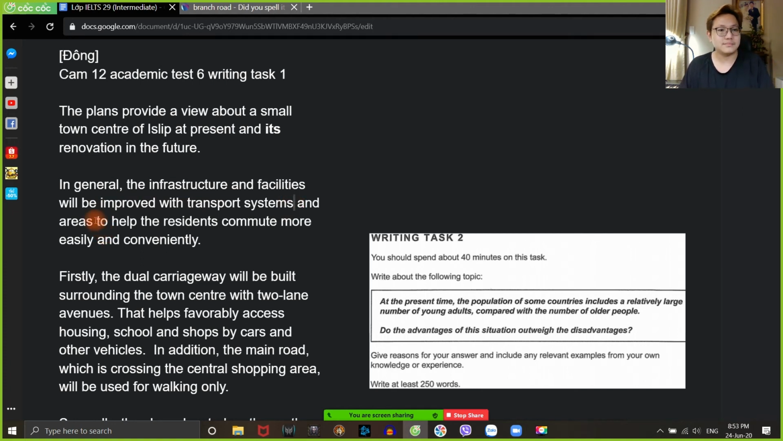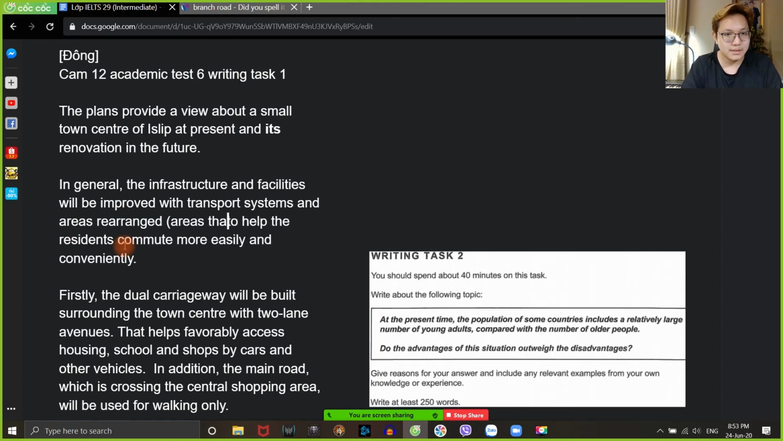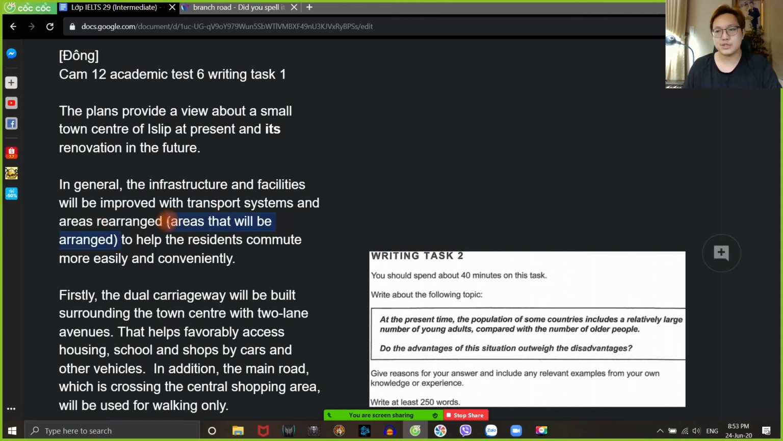And areas be rearranged thì cái chỗ này á, nè cái từ này, and areas rearranged hoặc là areas adapted will be arranged. Đó là viết tắt của cái areas that will be arranged. Thì là nó giống như rút gọn mệnh đề quan hệ. It's like contractions of the relative clause. Areas that will be arranged become and areas rearranged to help the residents commute more easily and conveniently.